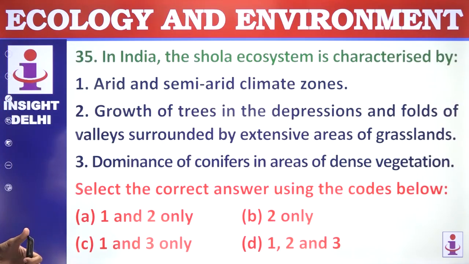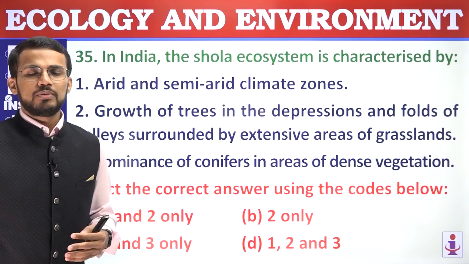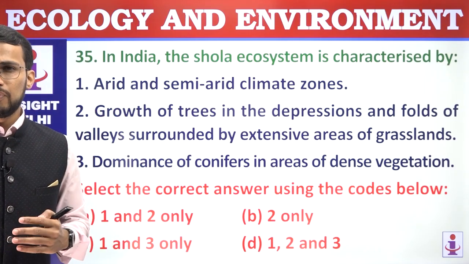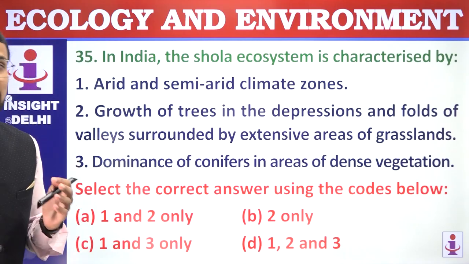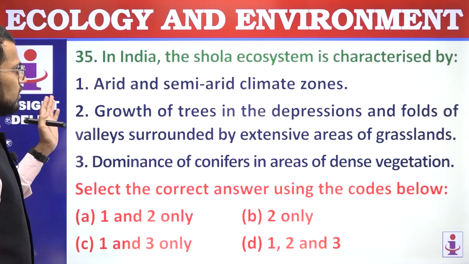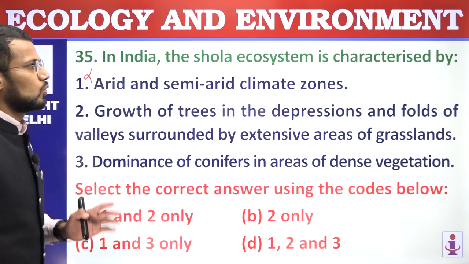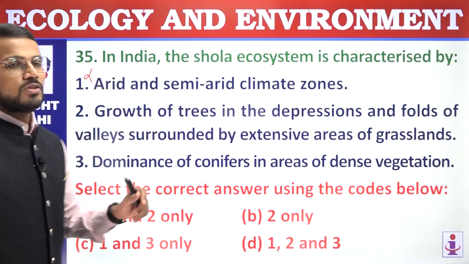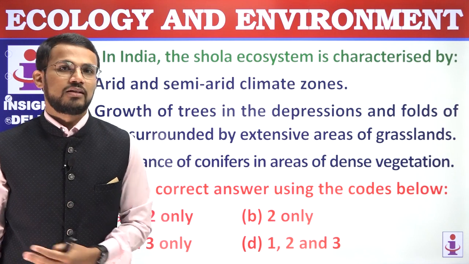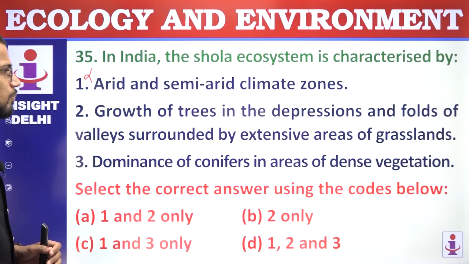35. In India, the Shola ecosystem is characterized by... The Shola ecosystem is found in the southern parts of India, especially in the states of Kerala and Karnataka. Let us consider the statements. First, arid and semi-arid climate zones. Now, this is not a characteristic of the Shola ecosystem. Shola ecosystems are there in wet climatic conditions. Second, growth of trees in the depression and folds of valleys surrounded by extensive areas of grassland.